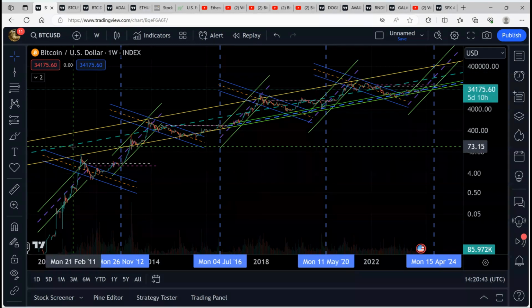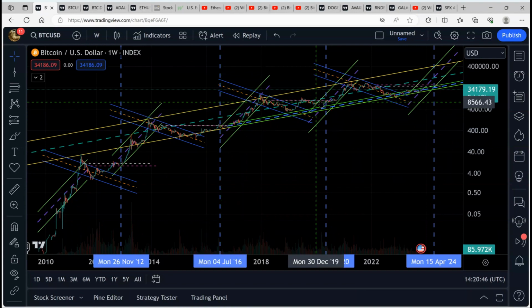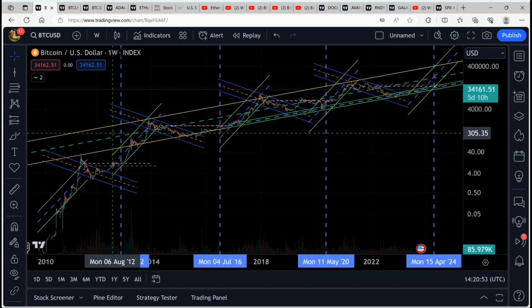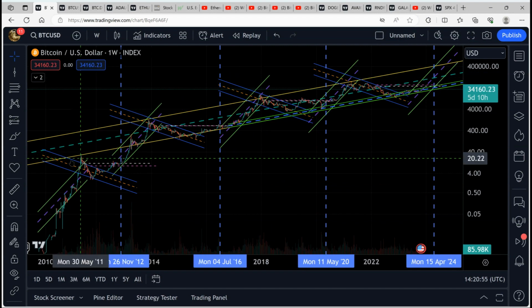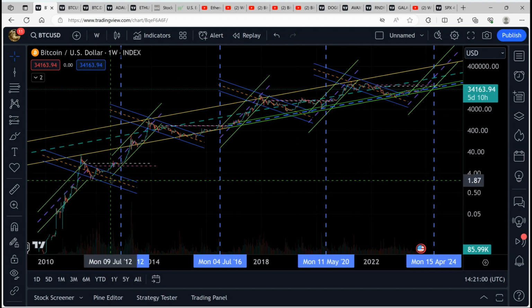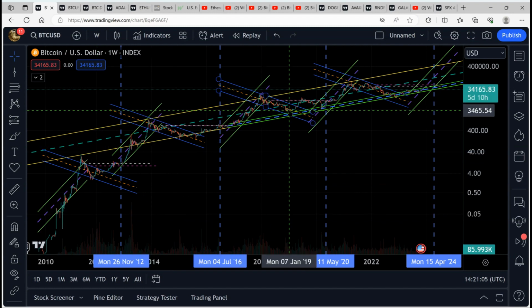And this yellow channel is its major trend line that it has followed over the years, with the exception of this. Also, these channels' price action doesn't exactly match up as well as all these others.